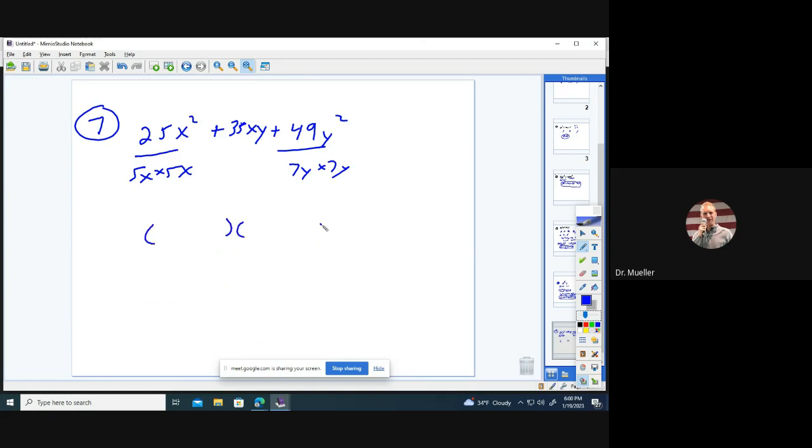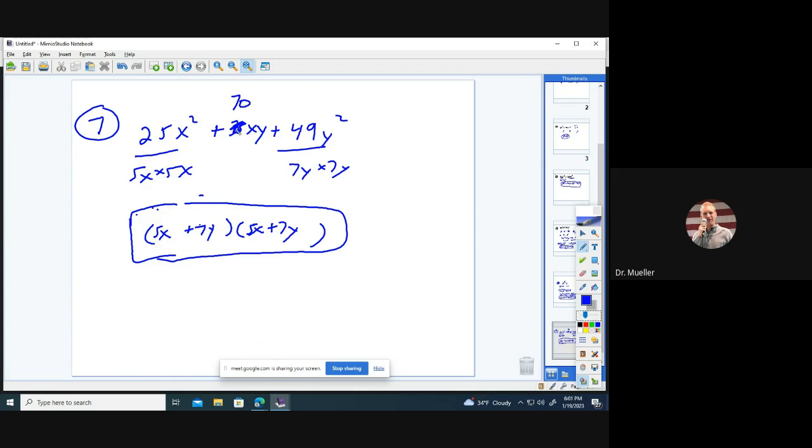So when you set it up, you've got 5x plus 7y, plus 7y. So you get 25x squared plus 35. Okay, sorry, this was supposed to be a 70xy. So you get 25x squared, 35xy plus 35xy, 70xy plus 49y squared. So that one would factor out nicely, assuming that this middle term were 70xy.